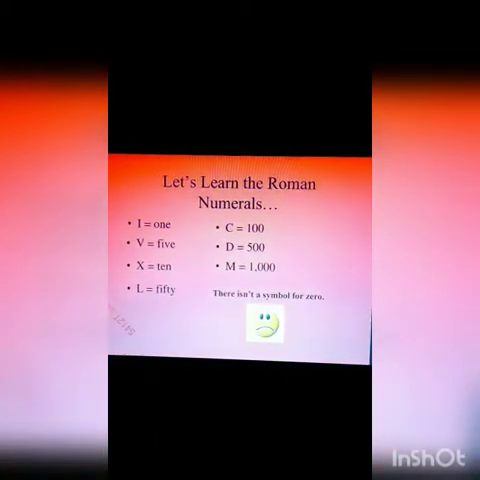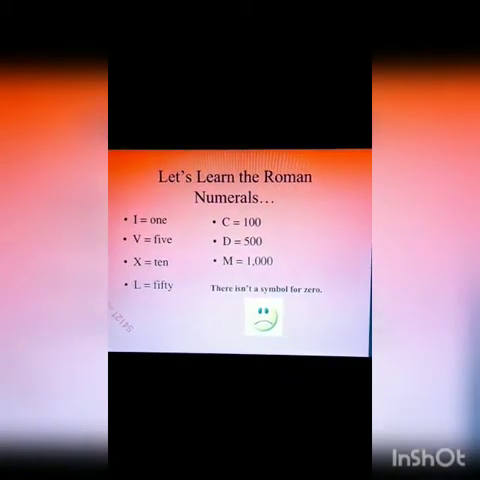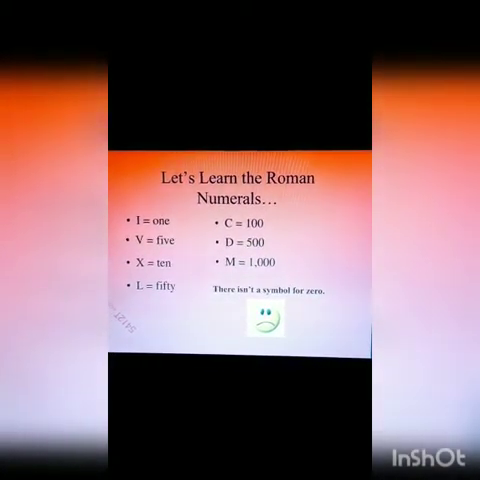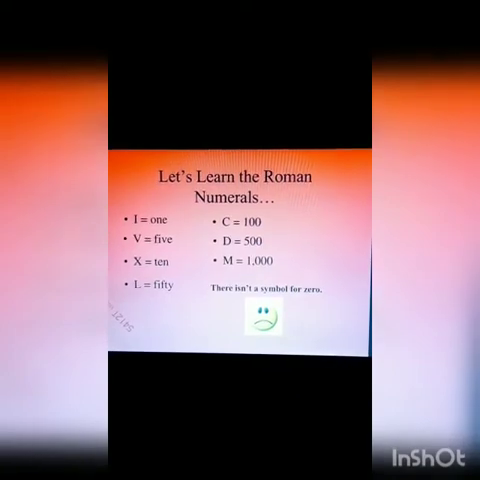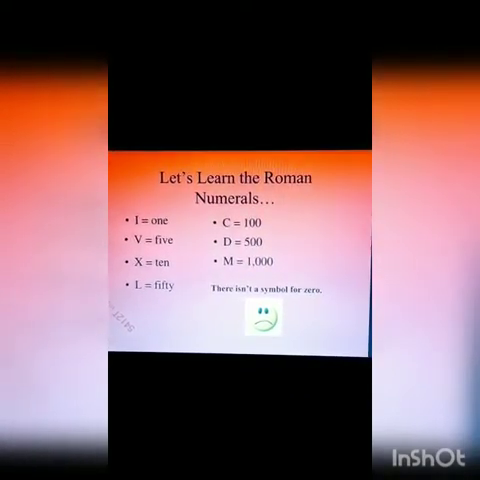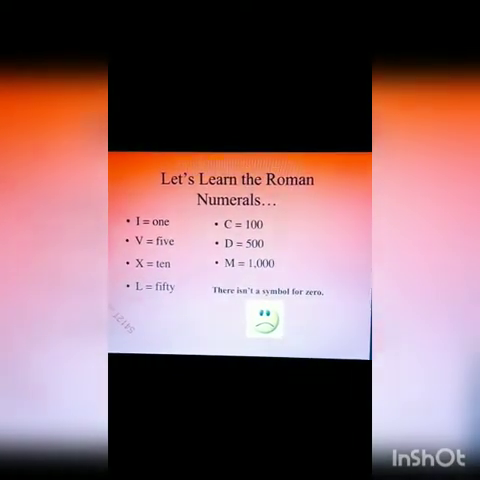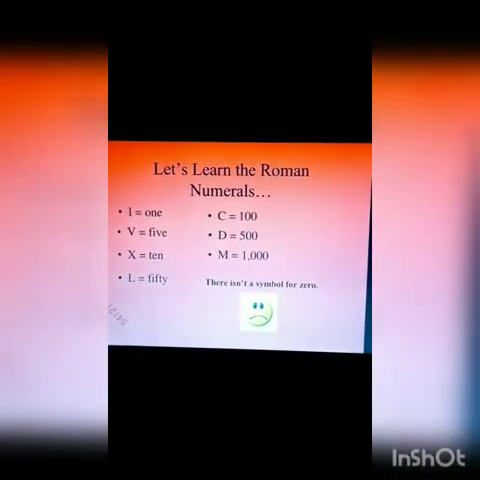Let's learn about the Roman numerals. I is 1, V is 5, X is 10, L is 50, C is 100, D is 500, M is equal to 1000. Students, there is no symbol for 0. This is the drawback of the Roman numeral system. We can't write simply 0 in the form of Roman. We can write 20, 30, 100, everything, but can't write simply 0.